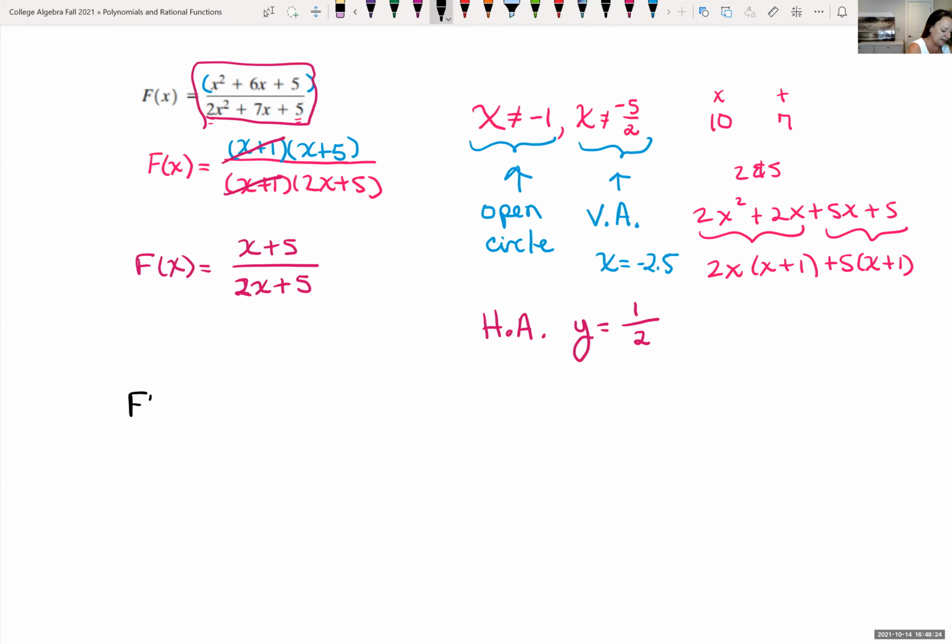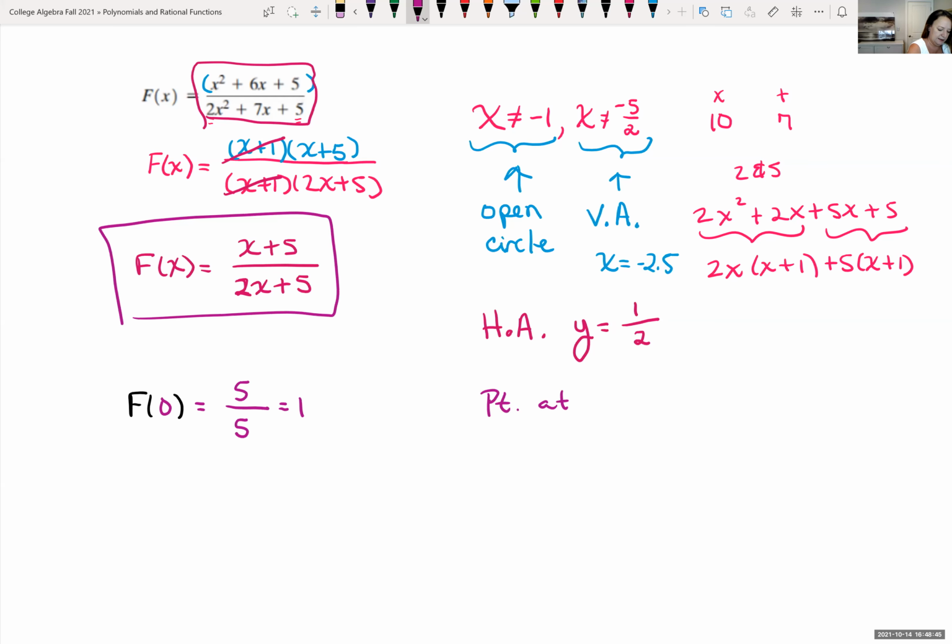So looking at f of 0, we go in here and plug in 0 wherever we see an x, we get 0 plus 5, which is 5, all over 0 plus 5, which is 5. So this is equal to 1. So we have a point at 0, 1.